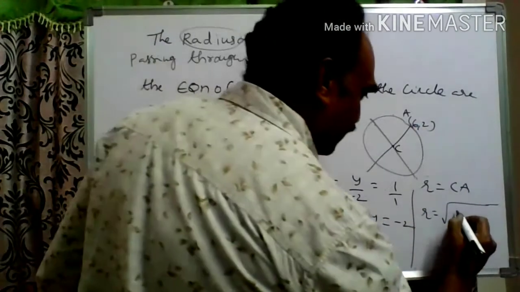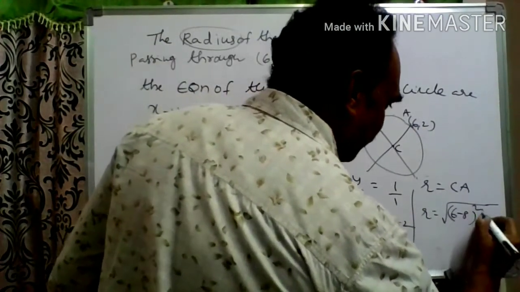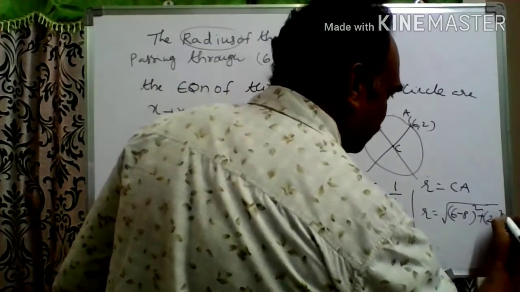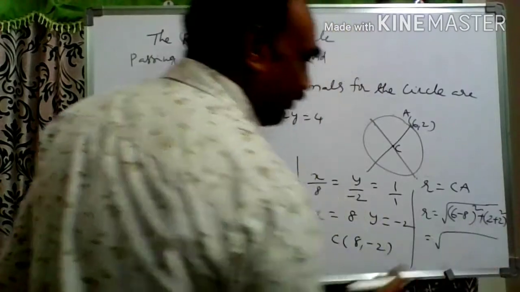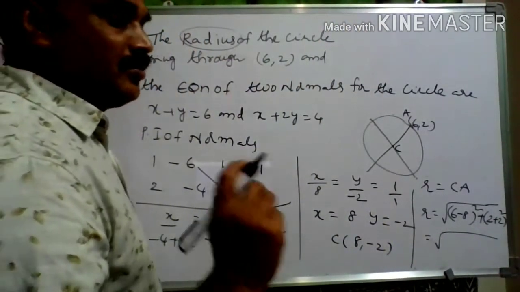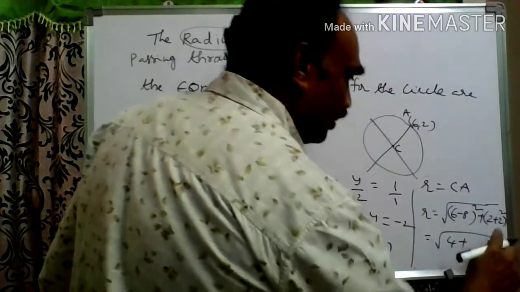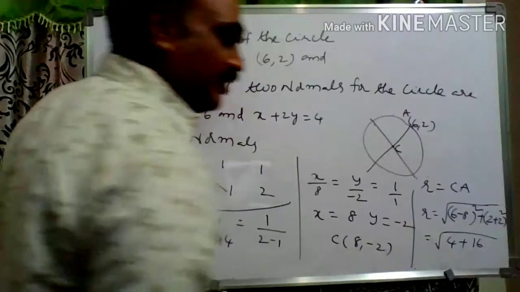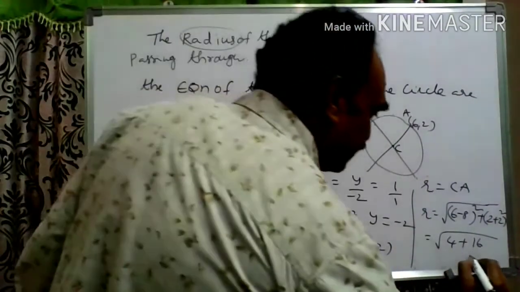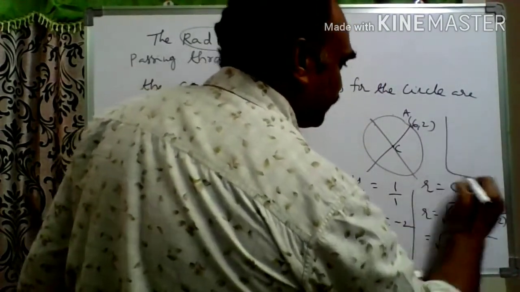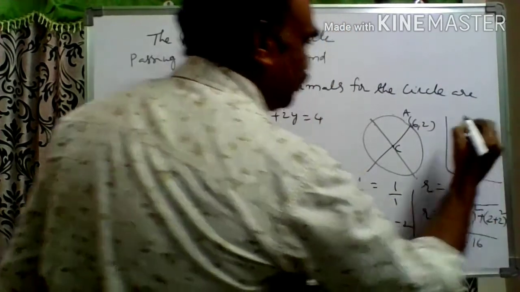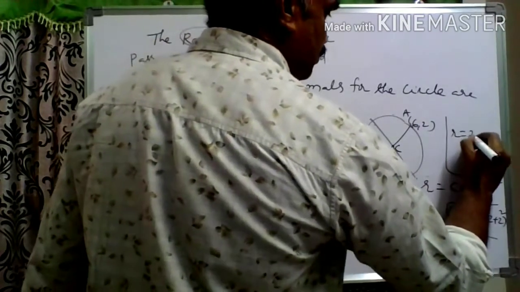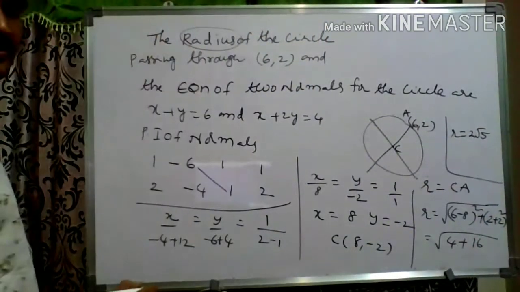This is x1, y1, this is x2, y2. R is the square root of (x1 minus x2) whole square plus (y1 minus y2) whole square, that is (6 minus 8) whole square plus (2 plus 2) whole square. 6 minus 8 is minus 2, minus 2 whole square is 4. 2 plus 2 is 4, 4 square is 16. 16 plus 4, root 20. Root 20 is equal to 2 root 5. So R is equal to 2 root 5.